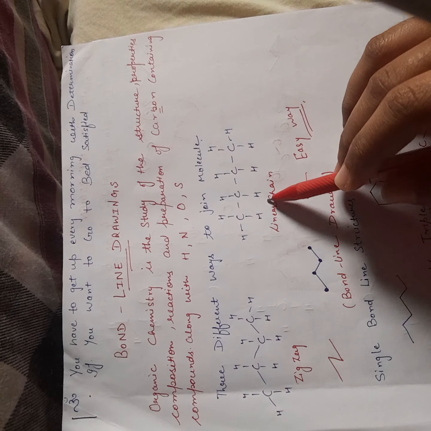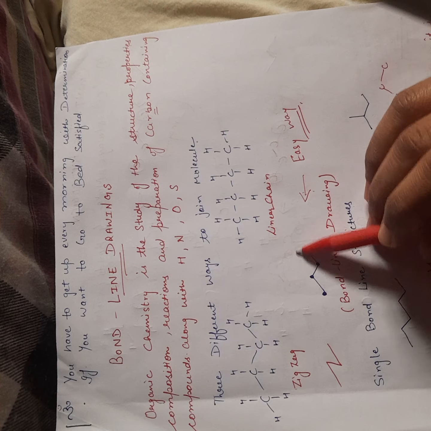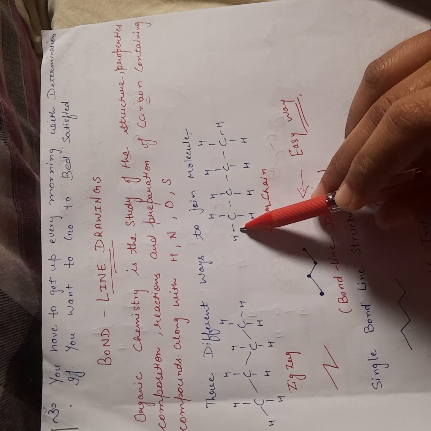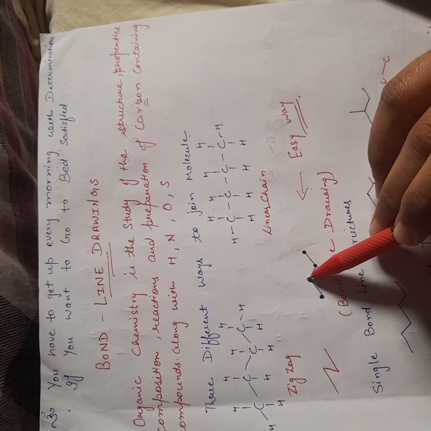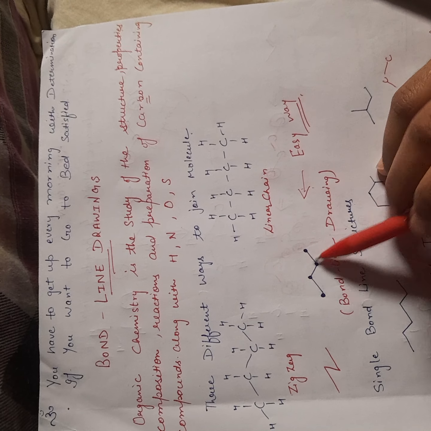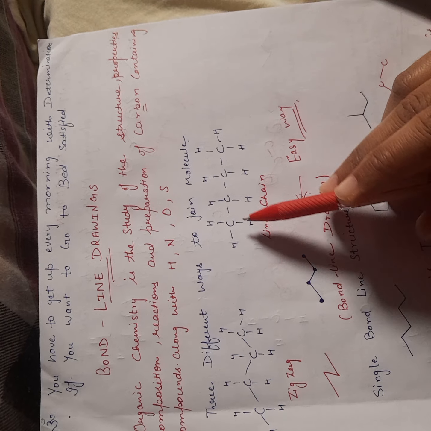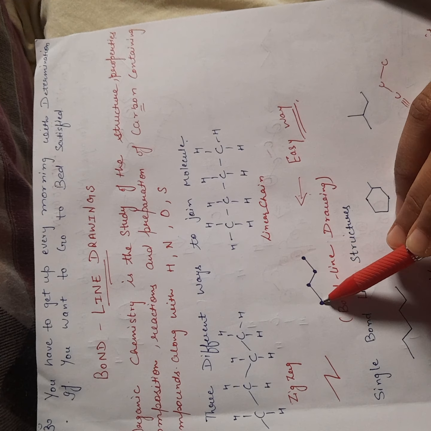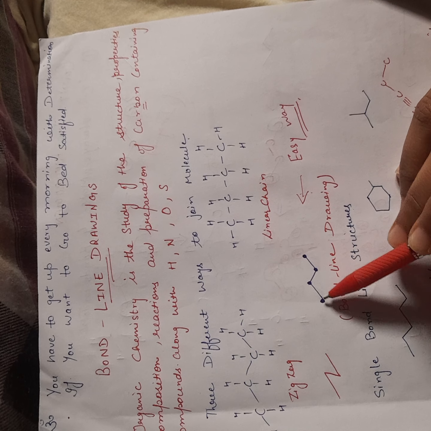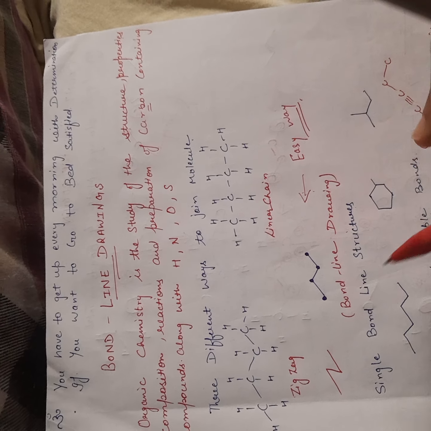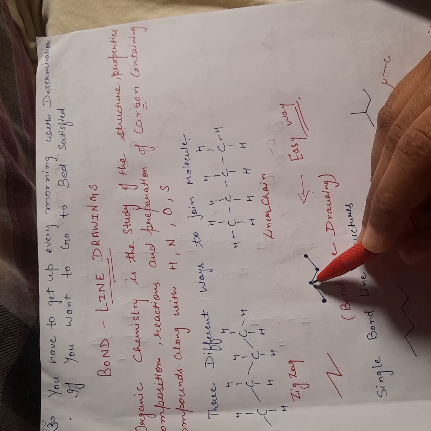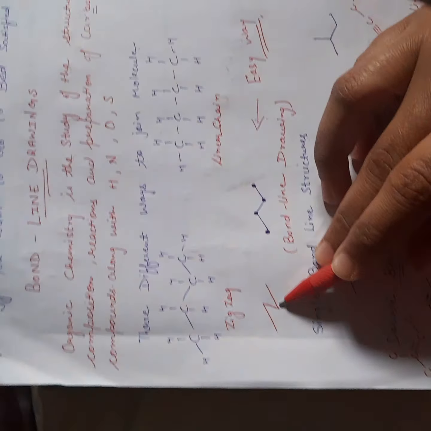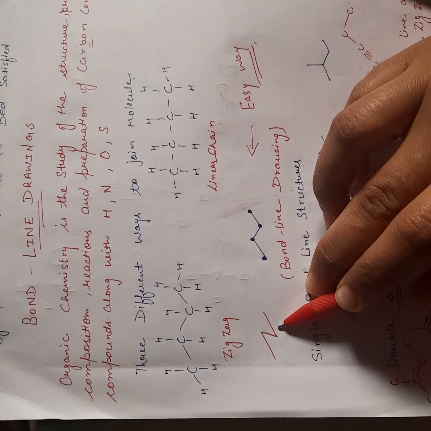Out of both these ways, we create the bond line drawing. That means we hide all the carbon and hydrogen atoms in our chain while just showing the bonds between them. Like a carbon-carbon bond will be shown like that. For your convenience, in this structure I have been showing it with a dot. Otherwise, this dot is not there. You have to draw the drawings like this.